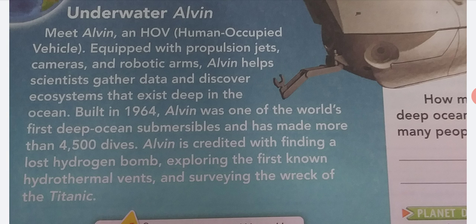Equipped with propulsion jets, cameras, and robotic arms, Alvin helps scientists gather data and discover ecosystems that exist deep in the ocean. Built in 1964, Alvin was one of the world's first deep ocean submersibles and has made more than 4,500 dives. Alvin is credited with finding a lost hydrogen bomb, exploring the first known hydrothermal vents, and surveying the wreck of the Titanic.